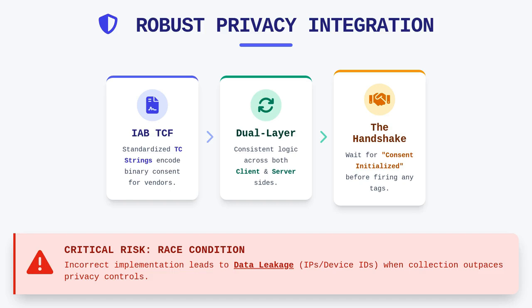If you fail to implement this handshake correctly, you risk leaking user data, such as IP addresses or unique device identifiers, before a legitimate opt-in is recorded. This is technically equivalent to a race condition where the data collection process wins against the privacy control mechanism.